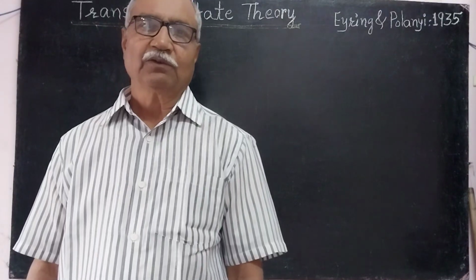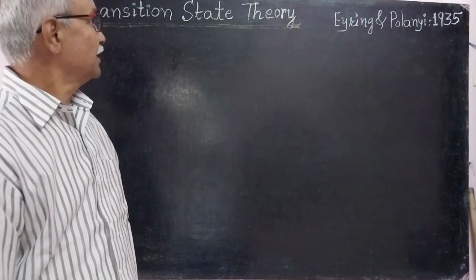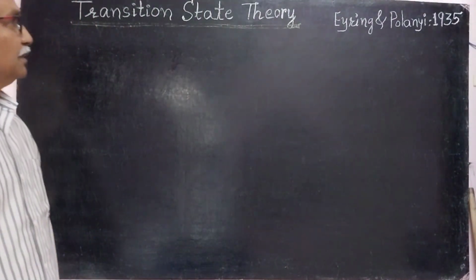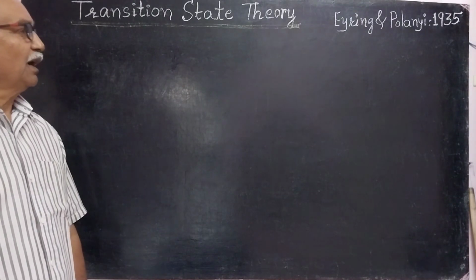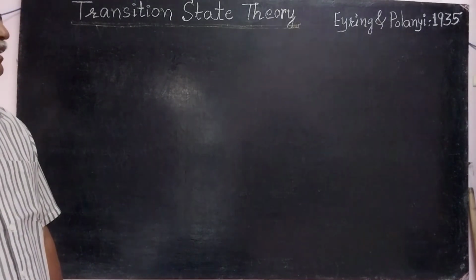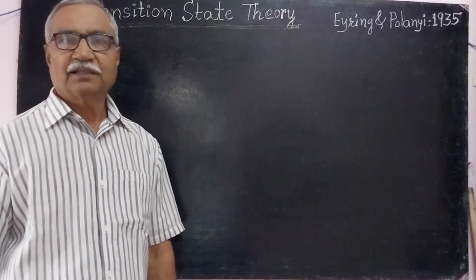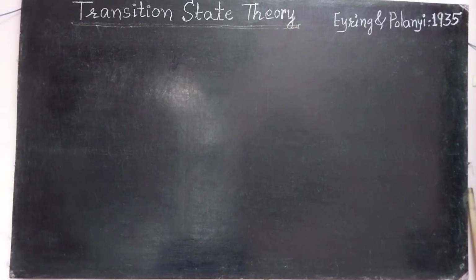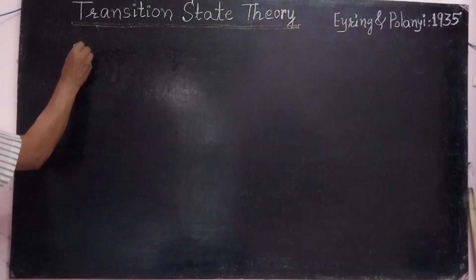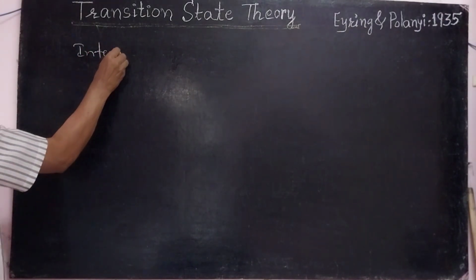In this video, you are going to study about the transition state theory. This theory was proposed by Eyring and Polanyi in the year 1935. This theory is also known as the intermediate complex formation theory.